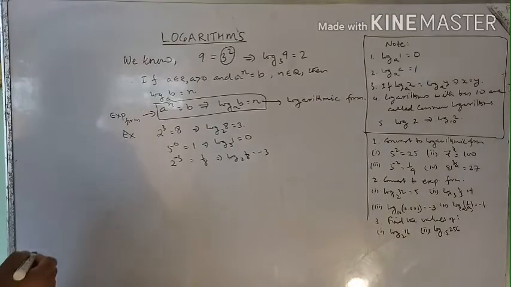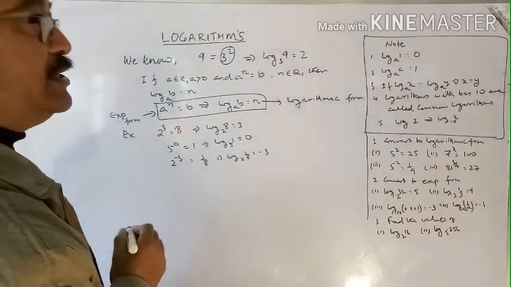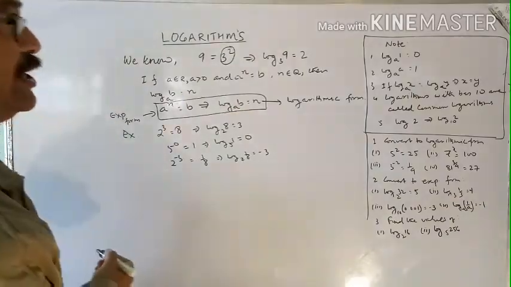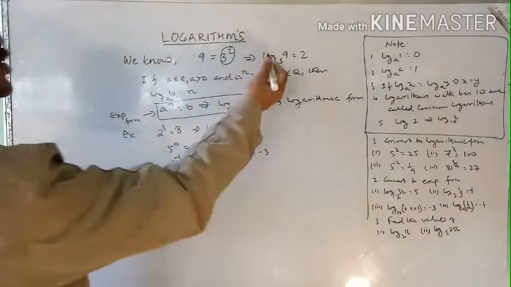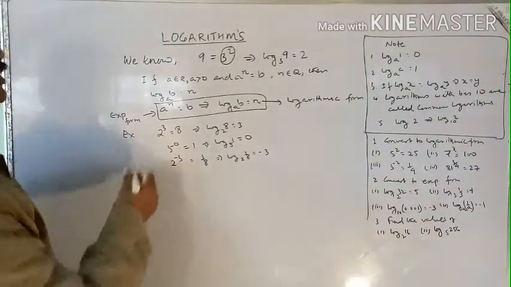So any exponential form we can convert into a logarithmic form. And vice versa, the logarithmic form you can also change back to exponential form. So we try to generalize.